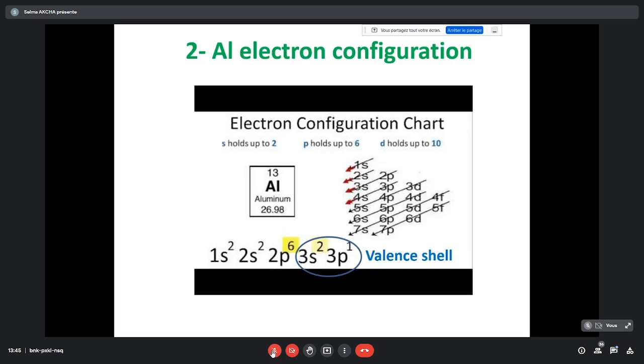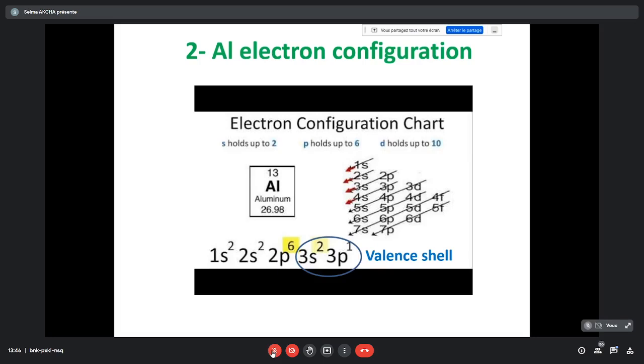7 orbitals. It contains 7 small orbitals, and each orbital can hold up to 2 electrons, which means 7 orbitals, 2 electrons, 14 electrons. Thank you. Let's go back to aluminium.